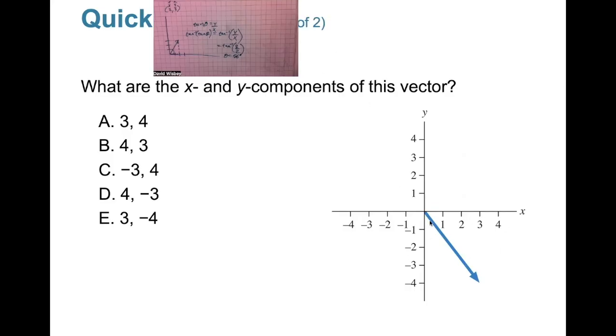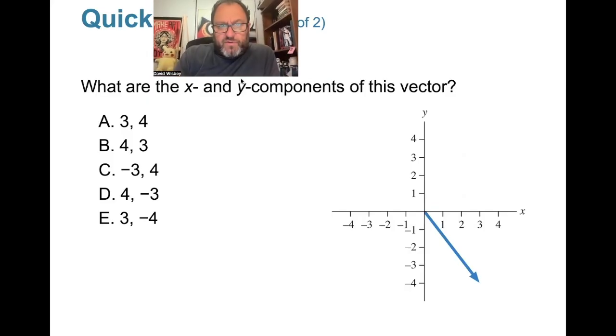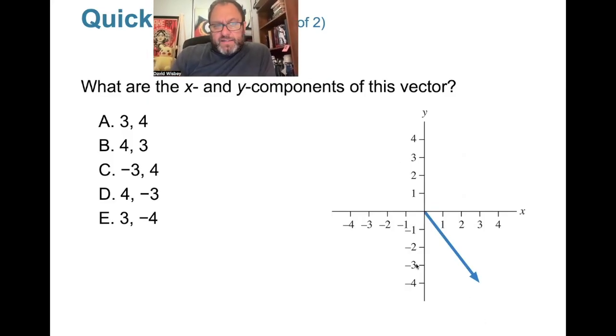Same thing. Okay, I look here quickly. I see that x is 3, and now let's see, y is... I'm trying to turn on the video here. Okay, and y is -4. So x is 3 and y is -4. The answer is E then.